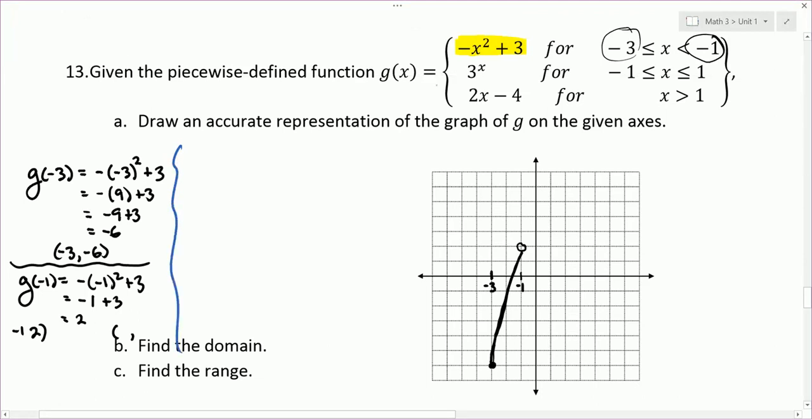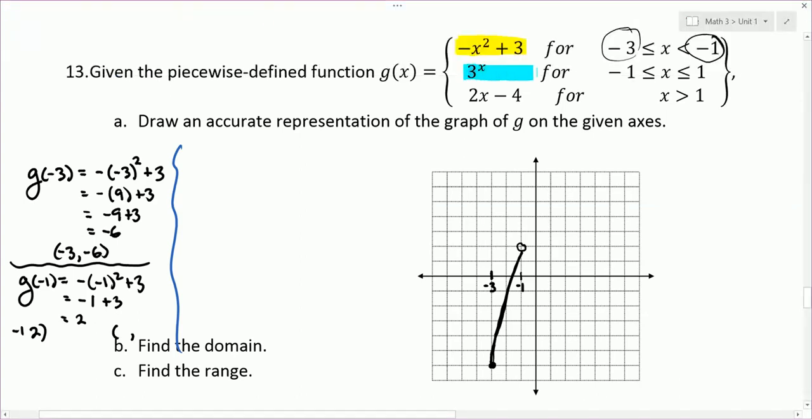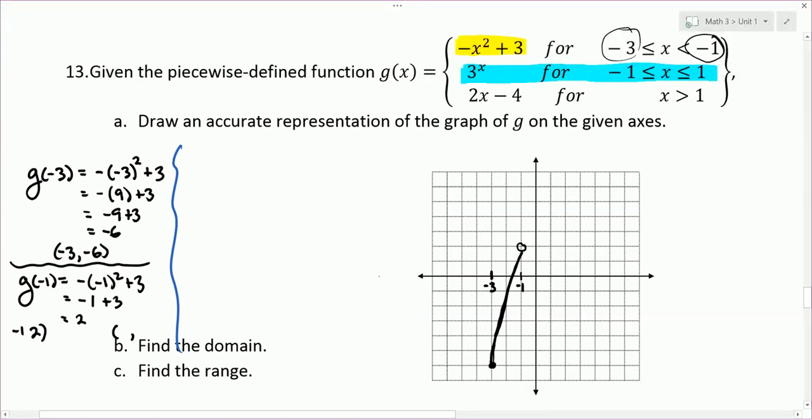So g of x equals 3 to the x only for, again, a little piece. First start by thinking, what do we know about 3 to the power of x? It's exponential. It's a parent graph. It's got a horizontal asymptote along the x-axis. Goes through 0, 1.